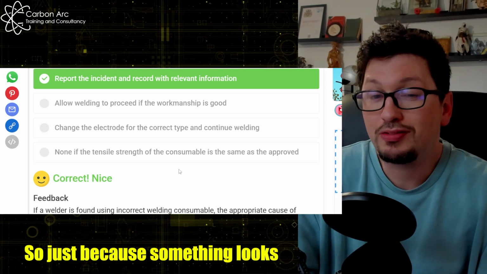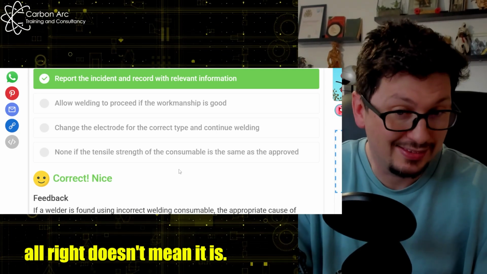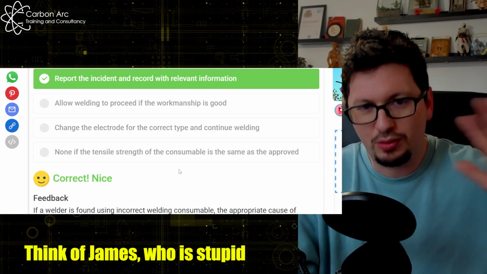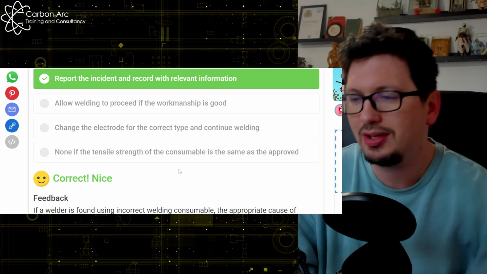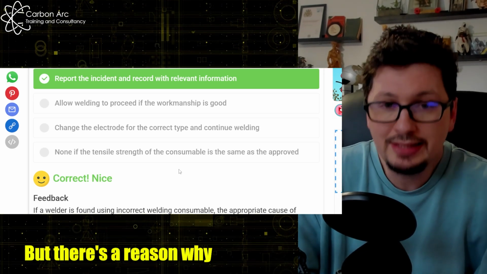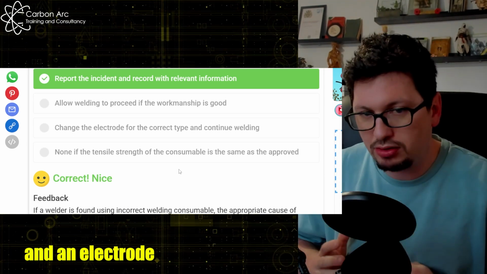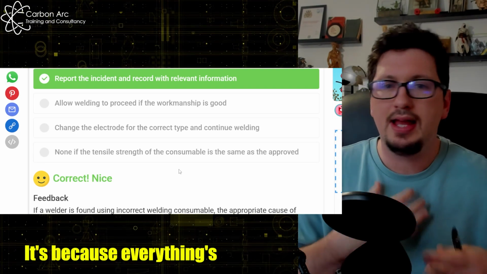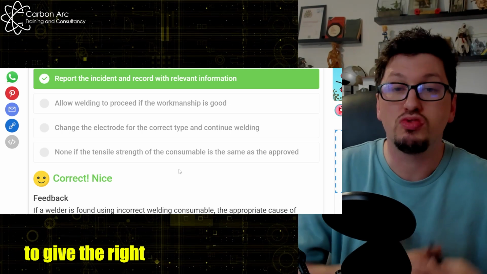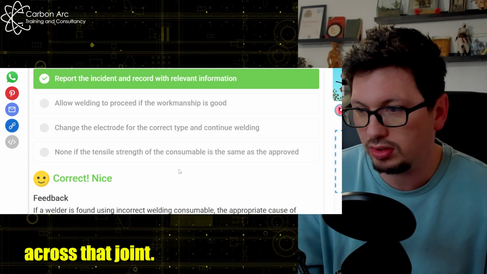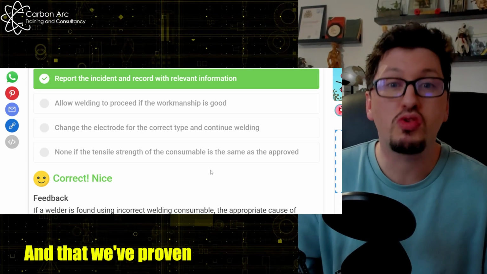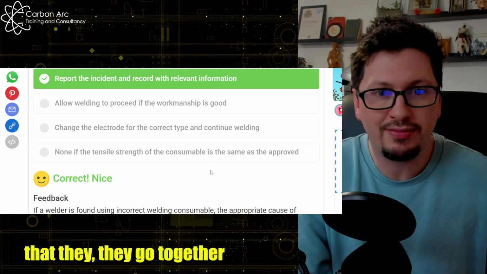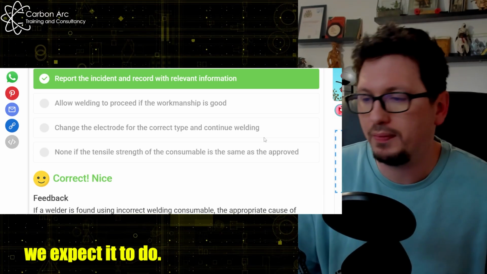So just because something looks all right doesn't mean it is. And we need to remember that. Think of James, who is stupid and uses the wrong electrodes. But there's a reason why we have a material and an electrode that go together, or a filler wire and a material type that go together. It's because everything's got to work right to give the right mechanical properties across that joint. And we've proven through a welding qualification that they go together and it does what we expect it to do.